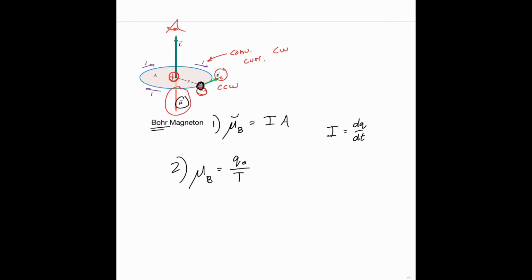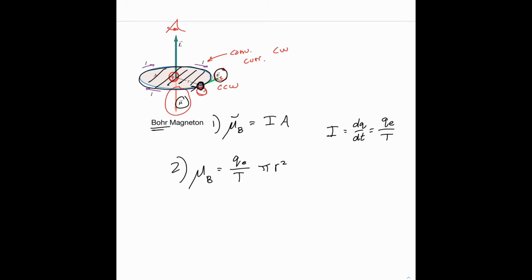The full charge of the electron makes it all the way around the circle in one time period. So charge per unit time is the charge of the electron in the time of one rotation. And the area is the area of a circle, so that's pi r squared.